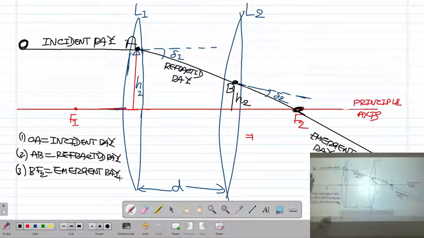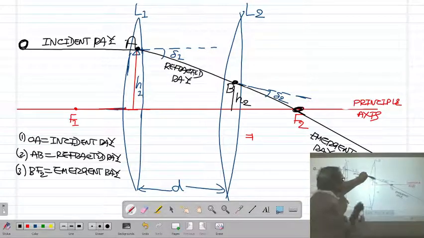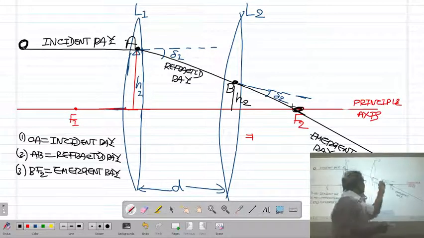Right? The ray of light OA, traveling parallel to the axis, is incident on the first lens at point A. It undergoes refraction into lens L1. It deviates through angle delta 1 in the first lens and travels in the direction AB. This ray again deviates through angle delta 2 in the second lens and emerges in the direction BF2.